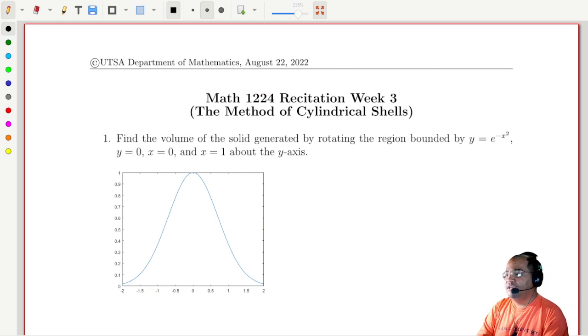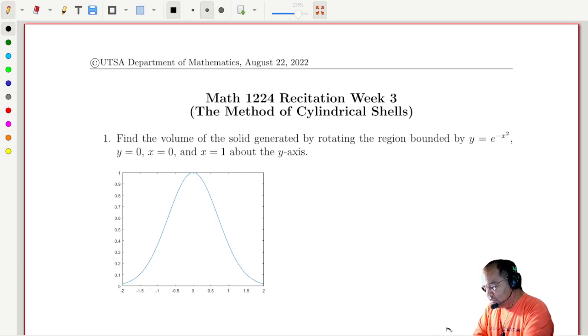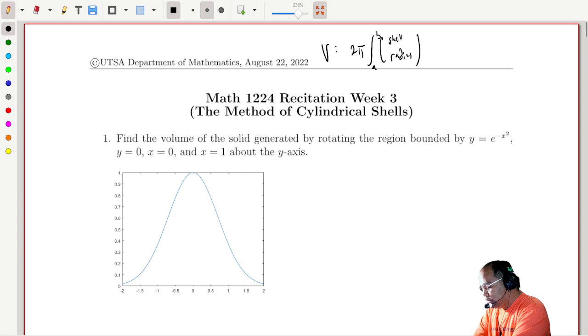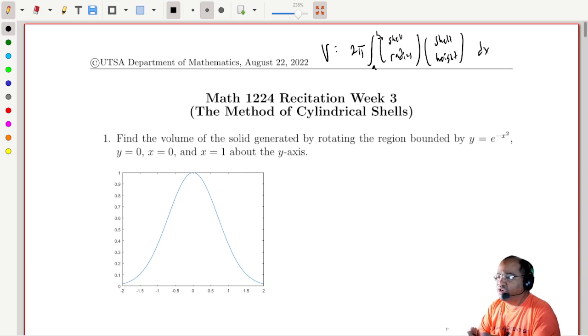So before we begin, we need to first figure out, what's our basic formula for shells and what's the idea? Well, the volume for shells is 2 pi times an integral, and these will be generic placeholders, shell radius times shell height and dx, or whatever variable you're integrating with. Now, where does this formula come from? Let's go ahead and demonstrate this with the first example.